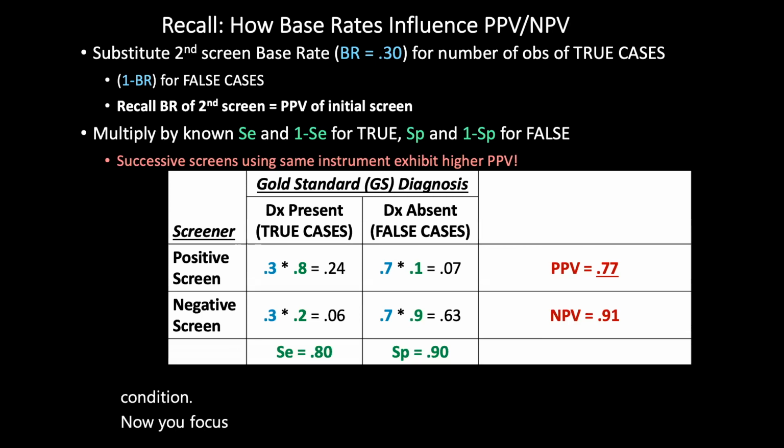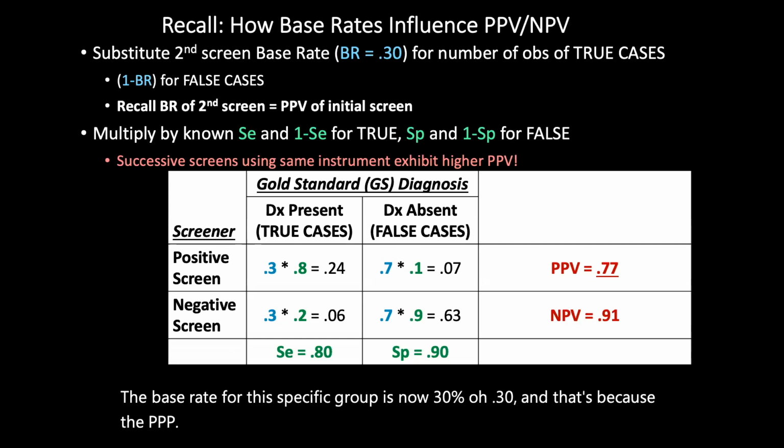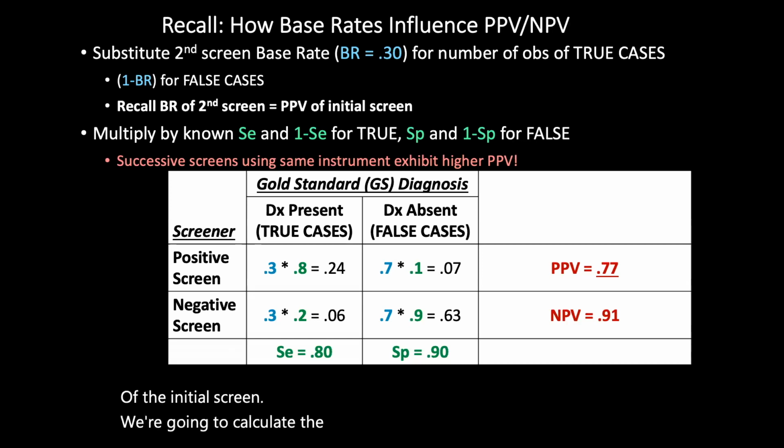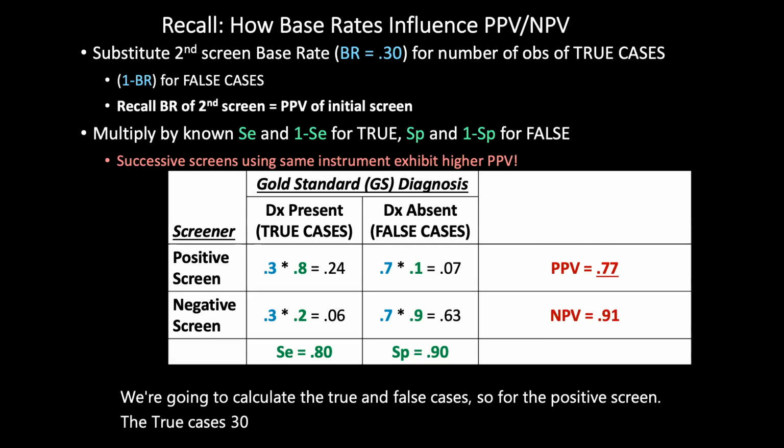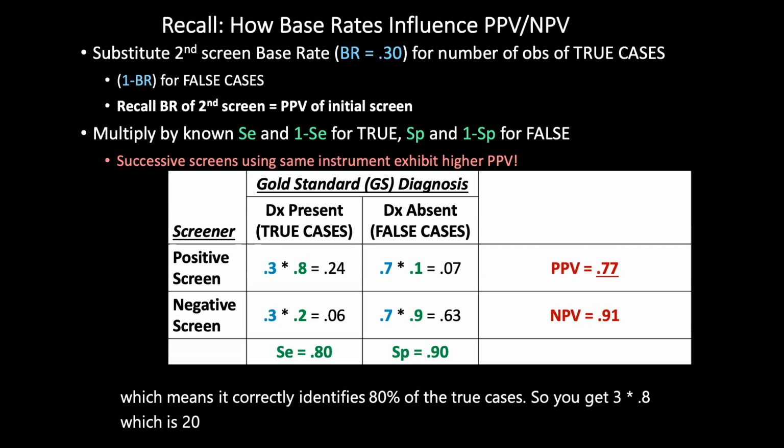Now you focus only on those who tested positive in the initial screening. So you do this second screening. The base rate for this specific group is now 30%, 0.30, and that's because of the PPV of the initial screen. We're going to calculate the true and false cases. So for the positive screen, the true cases, well, 30% have the condition, and the test sensitivity is 80%, which means it correctly identifies 80% of the true cases. So you get 0.3 times 0.8, which is 0.24 true positive cases.